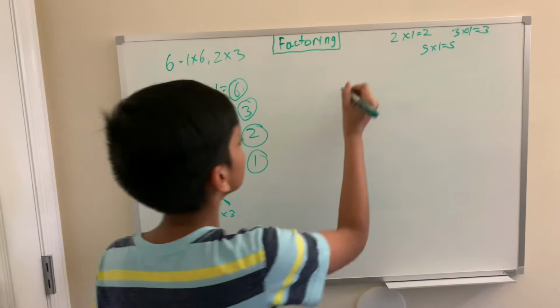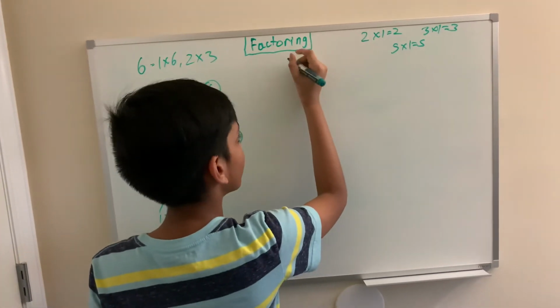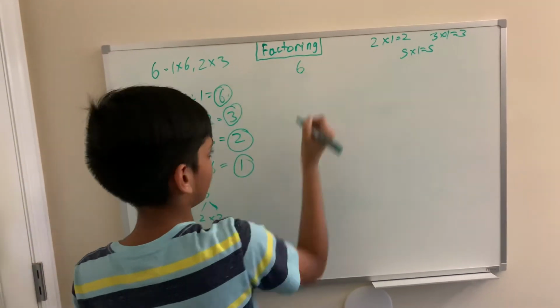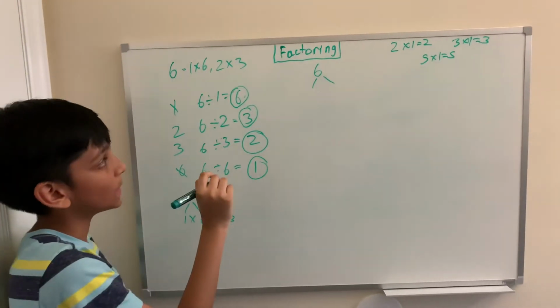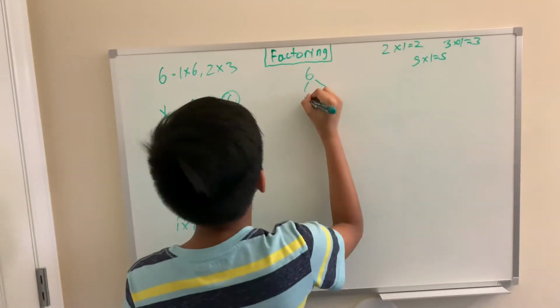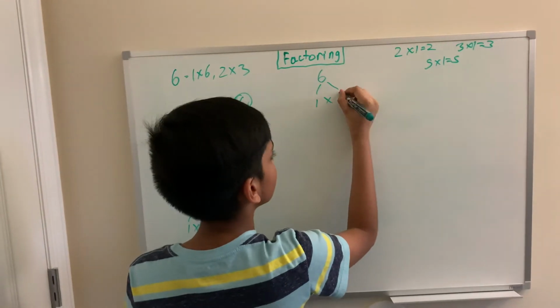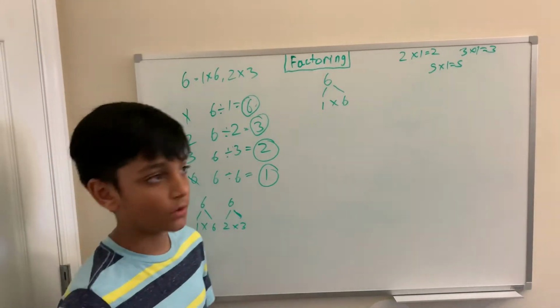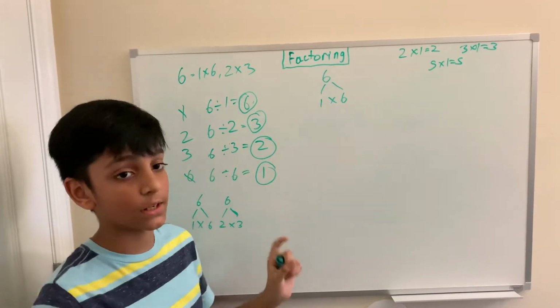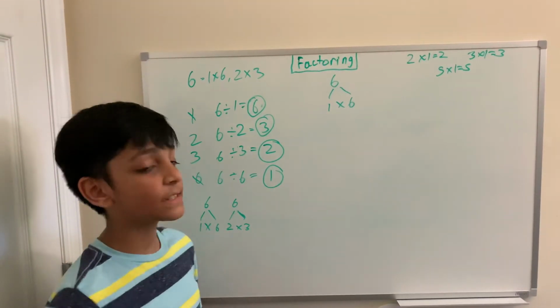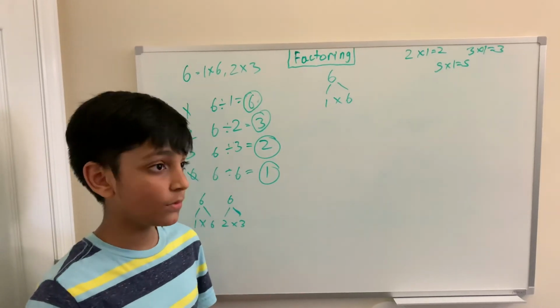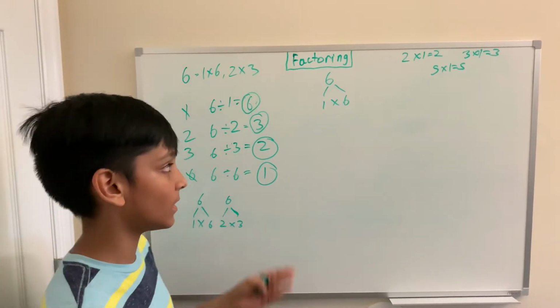So let's take good old 6 and prime factor him. So we have 6, and then let's use one of these factoring expressions. First, let's go to 1 times 6. So that's our factoring expression, but that's not a prime factoring expression. 1 is not prime, but we can leave it alone because we don't have to turn it into a prime number.